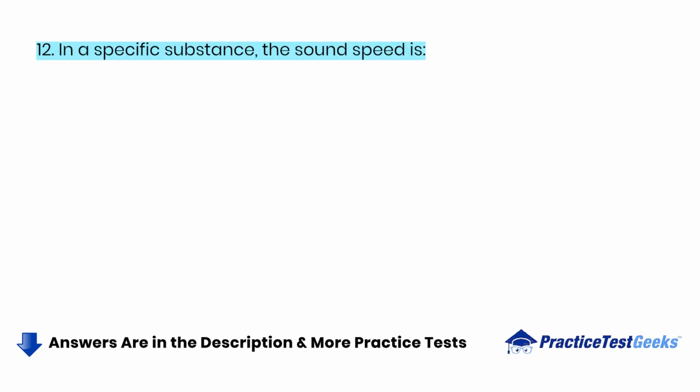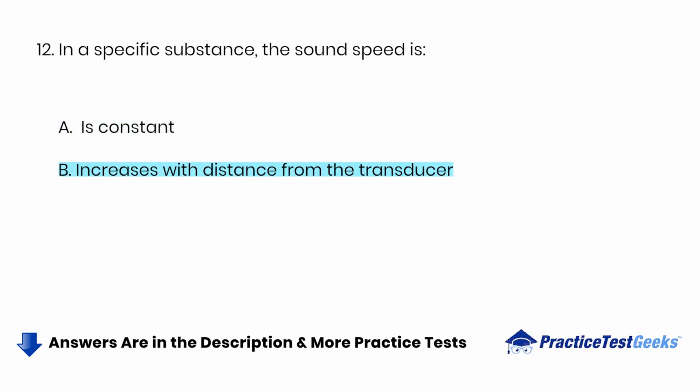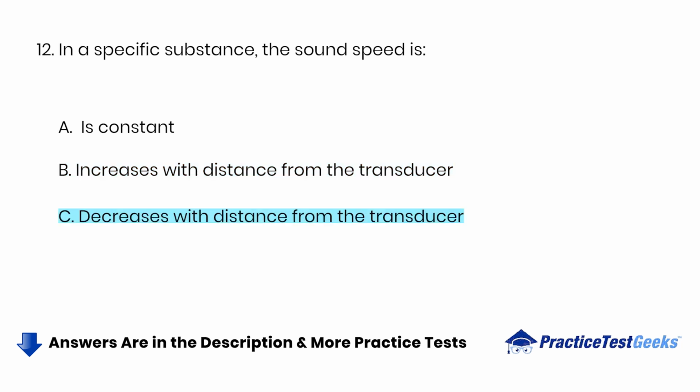In a specific substance, the sound speed A. Is constant. B. Increases with distance from the transducer. C. Decreases with distance from the transducer. D. None of the above.